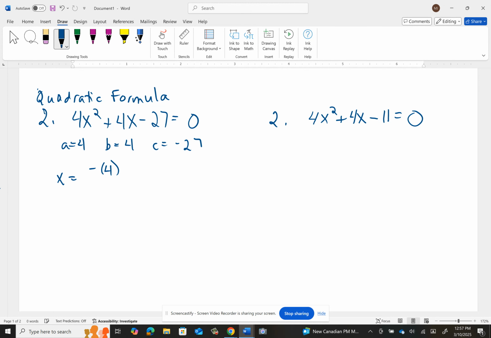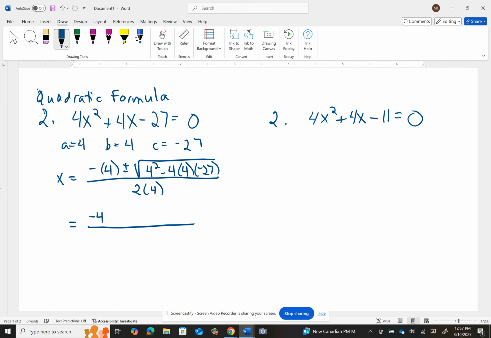So you're going to do the opposite of b, plus or minus the square root of b squared minus 4 times a times c. You're going to divide that all by 2 times a. Then at that point, you're going to do a little simplifying. So we have a negative 4 there and an 8 at the bottom. Then under the radical, 4 squared would be positive 16, and a negative times a negative would be plus something. Then we just have to do the 4 times 27, which is 432. Then you combine the 16 and the 432, and you get 448.